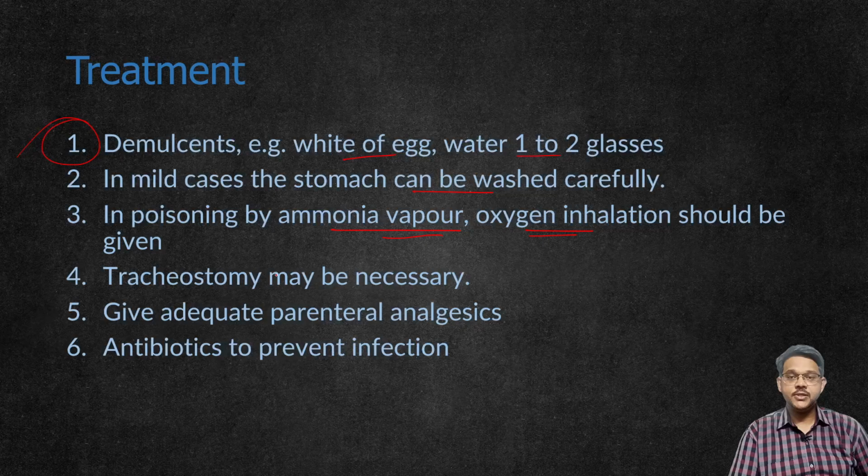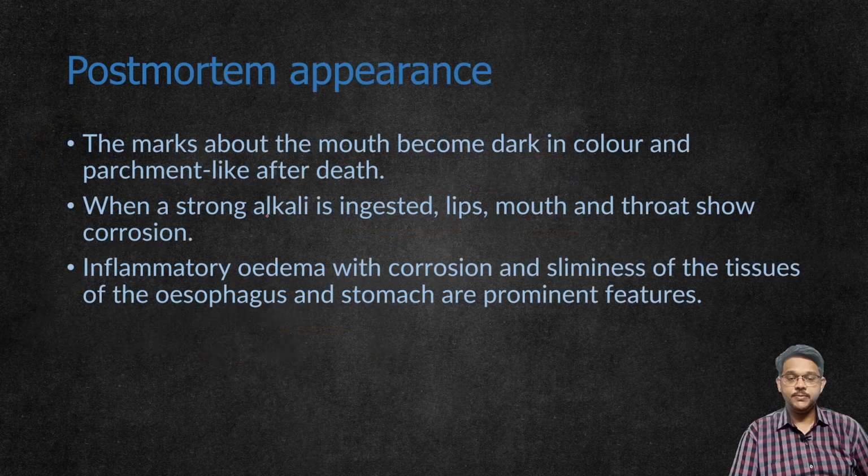In poisoning by vapors, oxygen should be given to the person to remove any vapors. Tracheostomy may be necessary since esophageal and laryngeal damage may be present. Then symptomatic treatment is given, with parenteral analgesics to prevent pain and antibiotics to prevent infection.